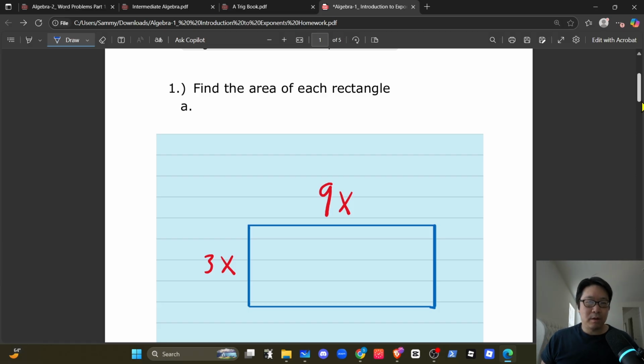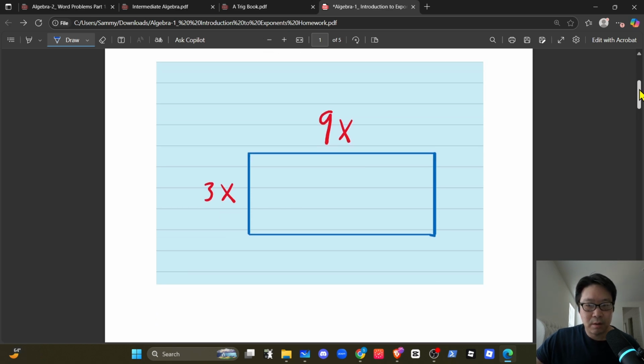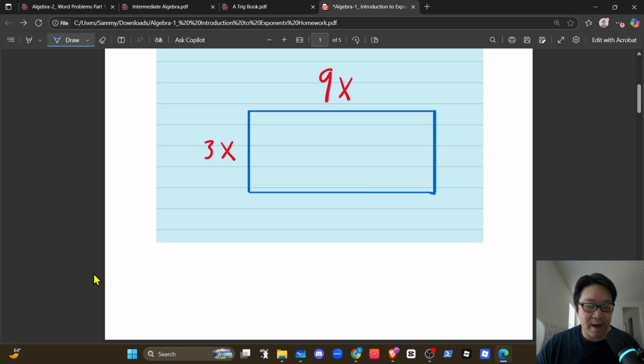Okay, so the first one says find the area of each rectangle. Here we have a rectangle where the width is 3x and the length is 9x. Now, something that you always need to have in mind is the formula for figuring out the areas of rectangles and squares. So it's just length times width, and this applies to both squares and rectangles.